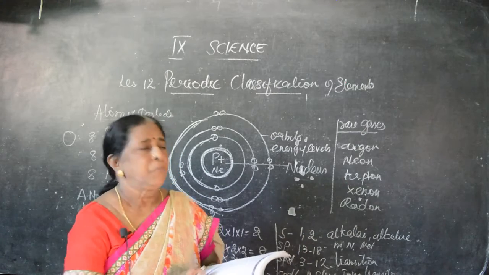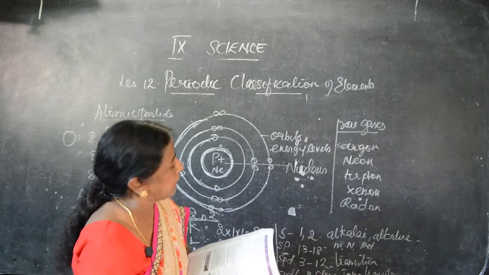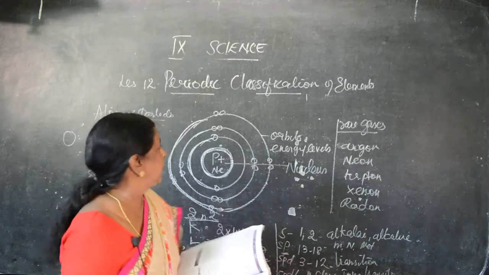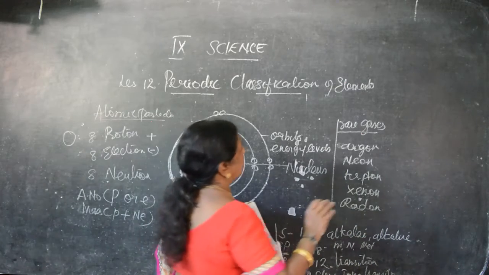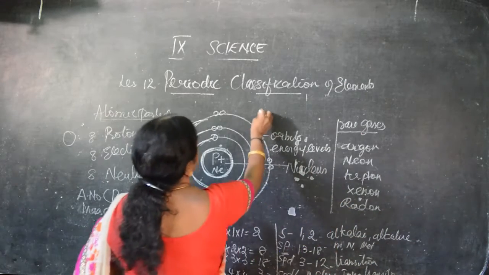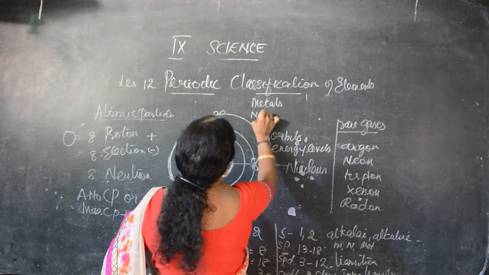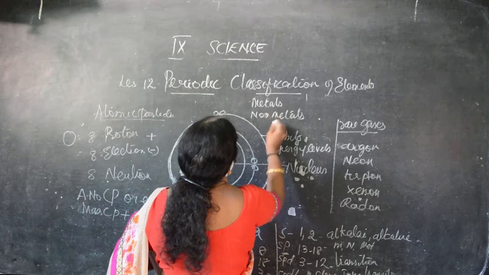Okay. Now, further, we have seen 108 elements, more than 108 elements. Later on, we found other elements. Further, we divide them into metals, non-metals and metalloids. You would have studied this in the lower classes, children. Just recall everything.